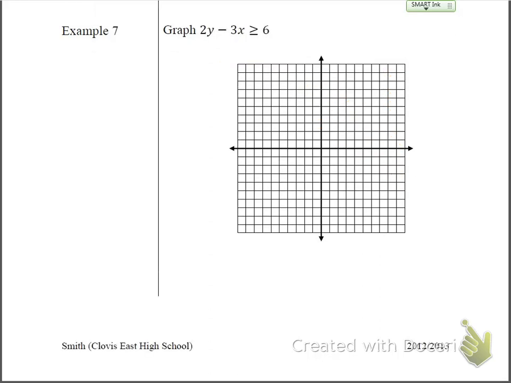Example 7. We have 2y minus 3x is greater than or equal to 6. Now, is this y equals mx plus b, or is this one x and y on the same side? X and y on the same side. So what you're going to do is, I always draw a t-chart. And we have our x-intercept and our y-intercept.